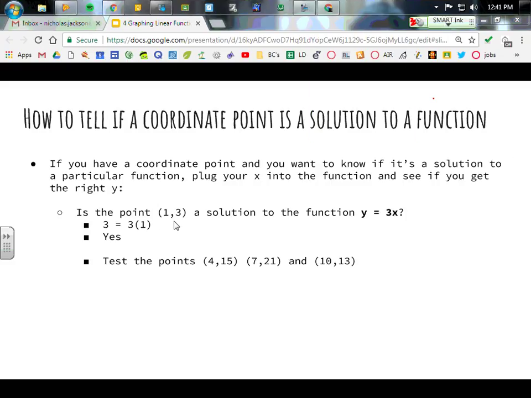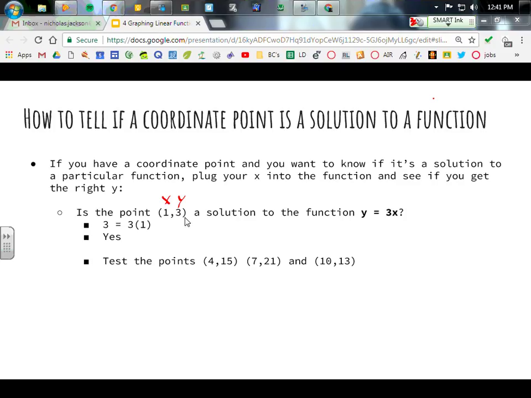You would plug whatever your x is into your function and solve to make sure you get the correct y. So if we have a question like this, is the point 1 and 3 a solution to the function y equals 3x? We plug 1 in. Remember that with a coordinate pair, it is always xy, so the first number is always your x. So you plug 1 in for x, and so your function would be 3 times 1, which is 3.